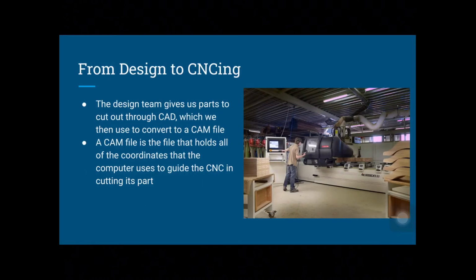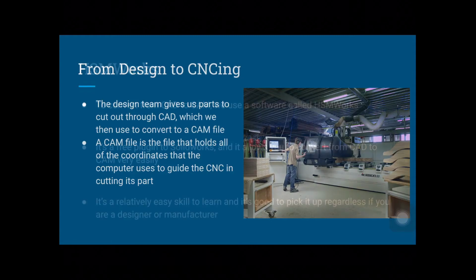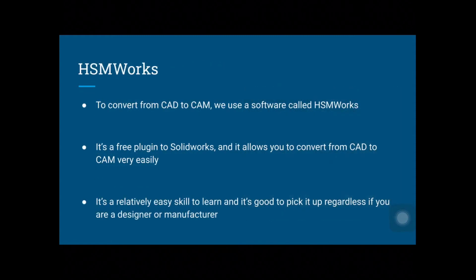The CNC team's machining process starts with designers giving us a CAD file of the part they'd like to cut. We then convert this into a CAM file, which is a file that holds all the G-code the machine uses. The way we convert from CAD to CAM files is through a program known as HSMworks. It's a free plugin to Solidworks, and it's the easiest way to convert the files.